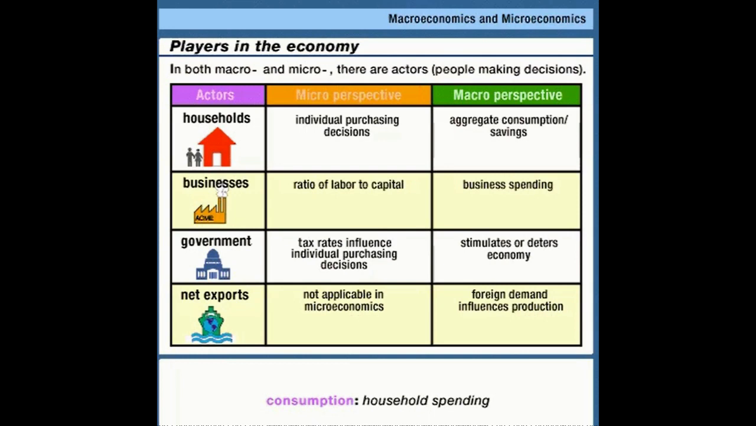These are the players, and the way that we think about them in macroeconomics is broadly. Consumers spend money, pay taxes, and save. Businesses spend on investment goods. The government increases spending, maybe runs a deficit, maybe pays off its debt. And foreigners, depending on the exchange rate, may buy more of our goods or less.